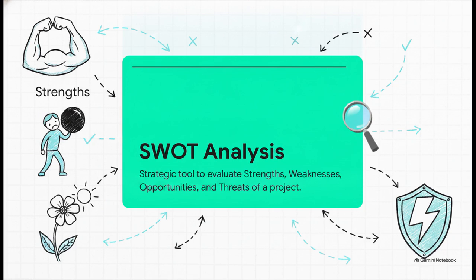At its core, a SWOT analysis is basically your ultimate strategic planning tool. It's designed to help you identify and evaluate the strengths, weaknesses, opportunities, and threats of any given project. But more importantly, it gives you a crystal clear framework for assessing the exact factors that will decide if your project is going to be a massive success or a total failure.